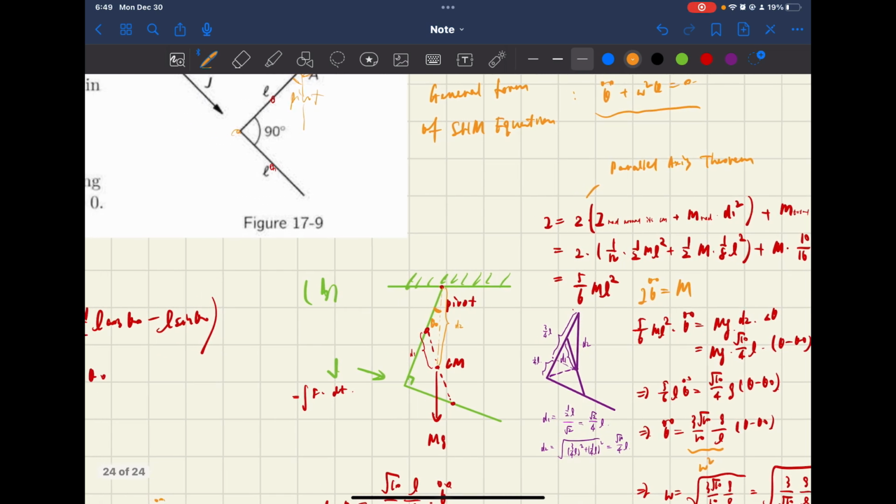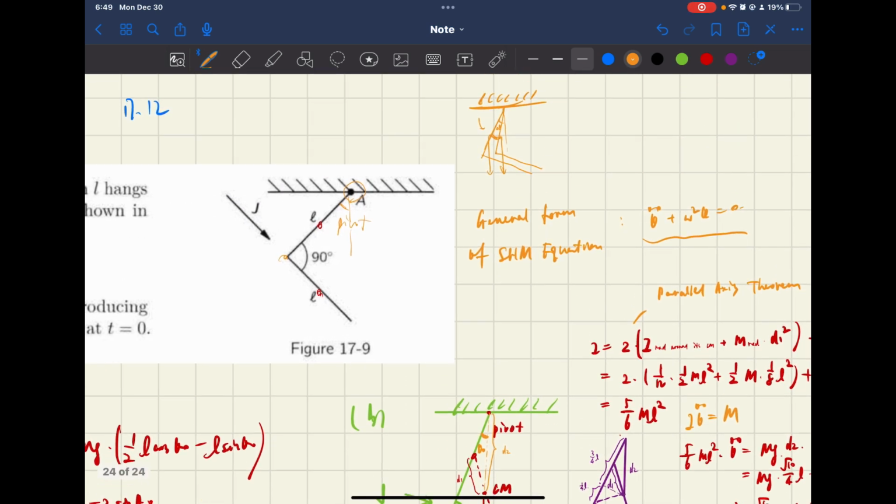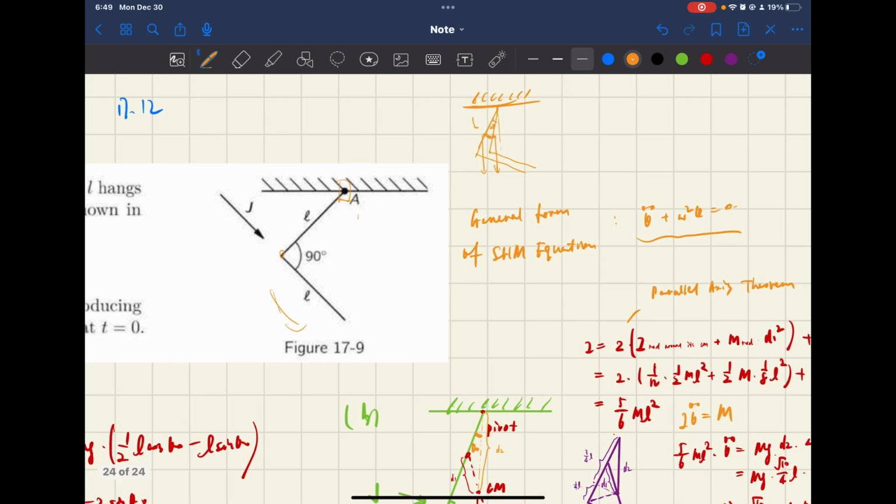The rigid body is hung at this pivot, and it's rotating. So an impulse is applied here. Obviously, it will rotate counterclockwise, like this. So how do we calculate the moment of inertia about this point?